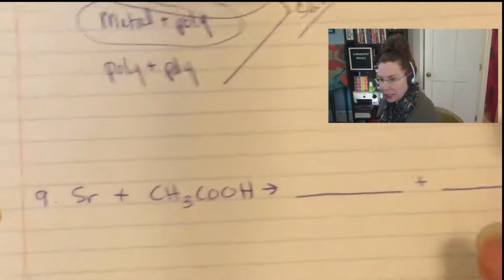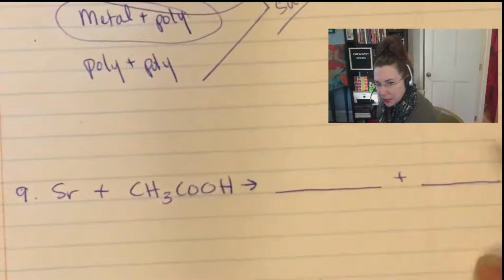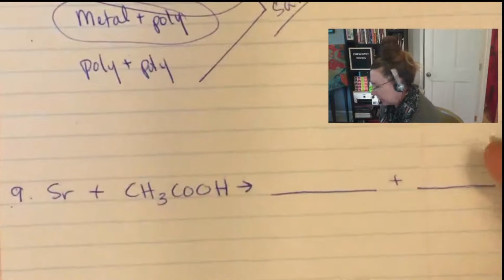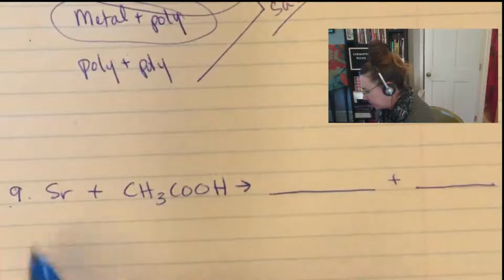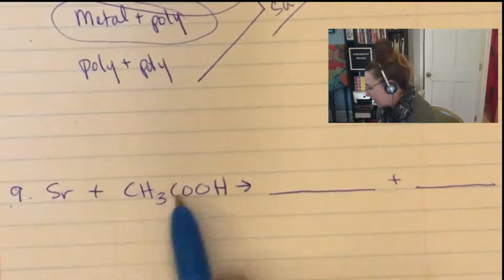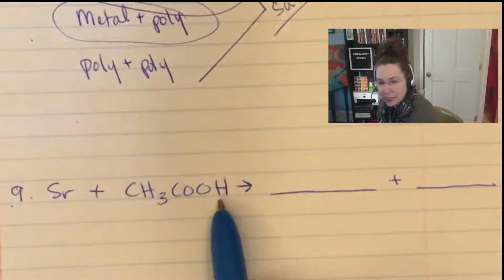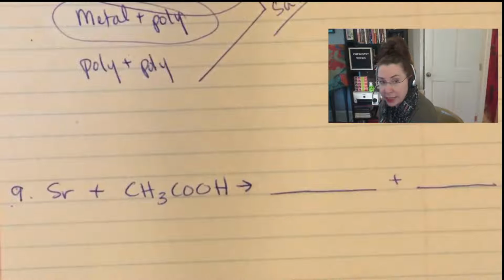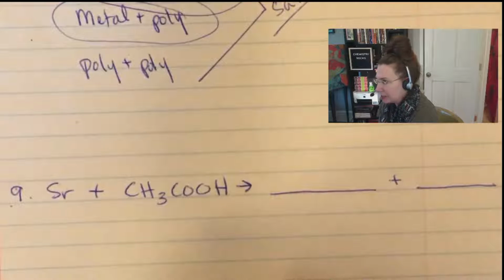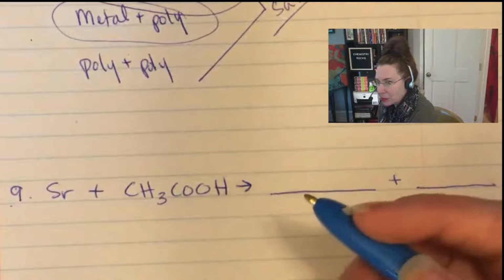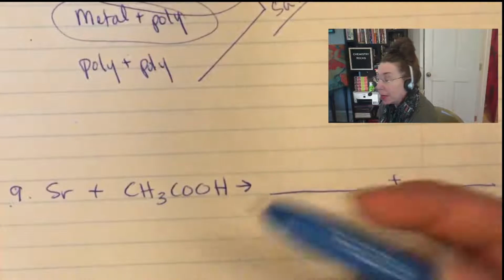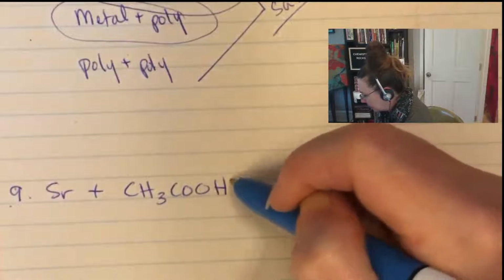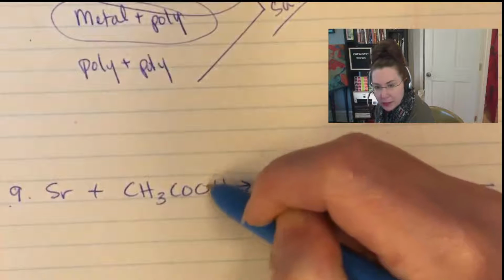So here is our problem. This is question 9 from page 29, just rewritten. We have strontium and we have acetic acid. In acetic acid, the portion of the acid that is going to be most reactive, or the hydrogen that's going to react with our metal, is this hydrogen right there.